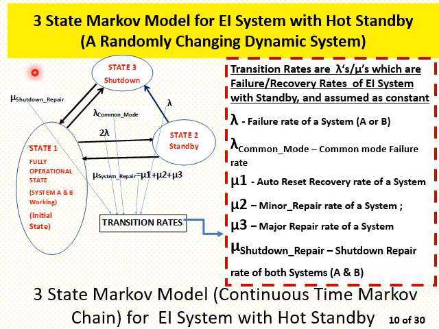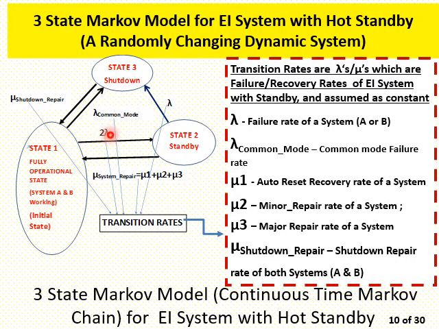You can see this figure here is a three-state Markov model for EI system with hard standby, which is a randomly changing dynamic system. The Markov model consists of states and the transitions, the interstate transitions shown here, and here, and here, and the transition rates, which are labeled on the top of each transition.